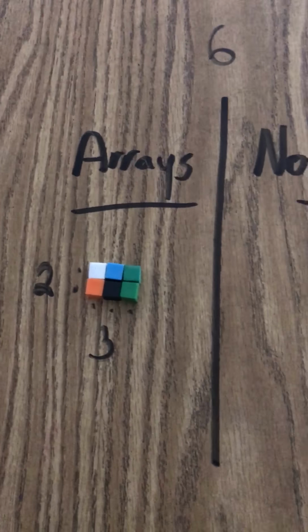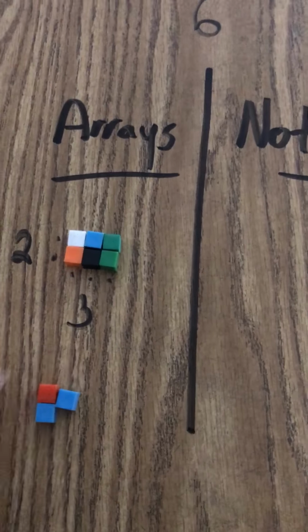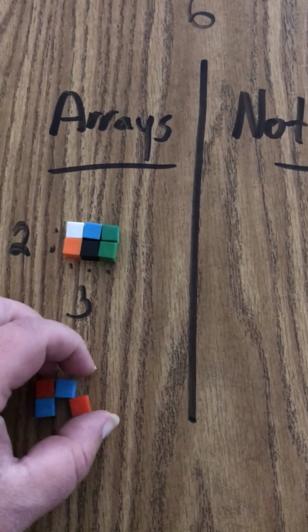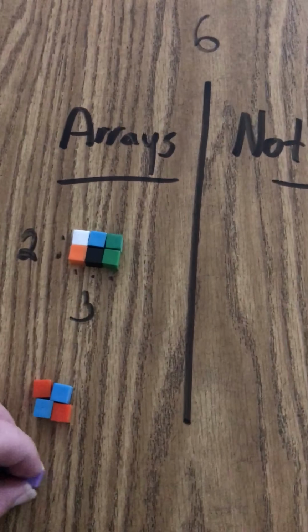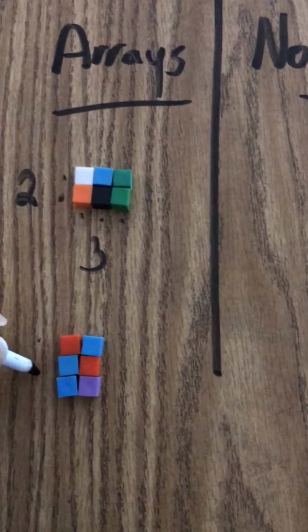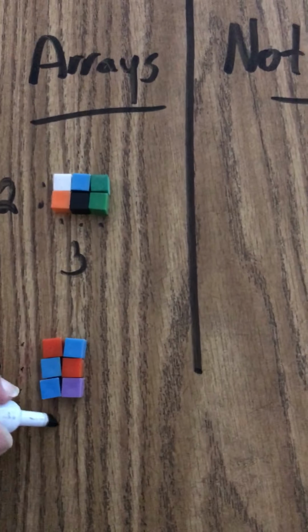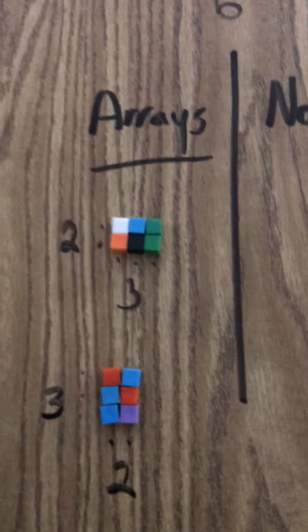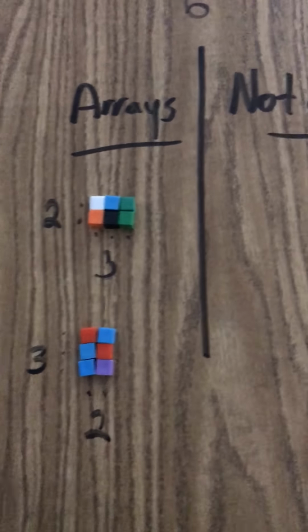We could also make an array of the commutative property by switching the columns and the rows. In this case, we've got 3 equal rows and 2 equal columns. Okay, and I still end up with the factors of 3 and 2.